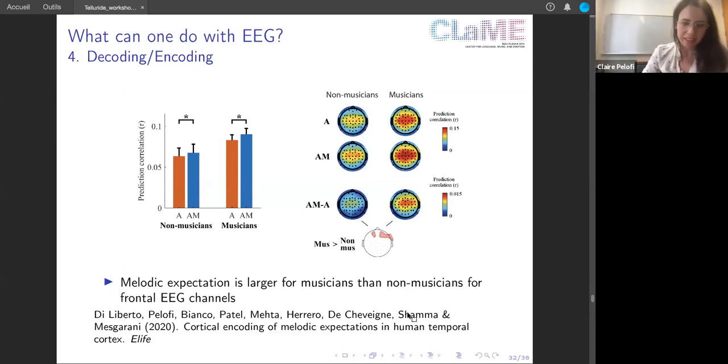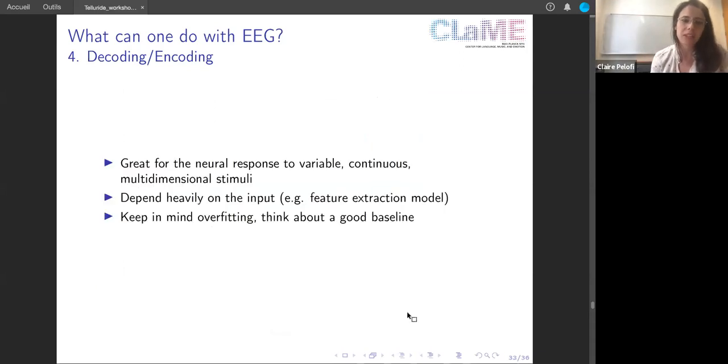Okay, so just concluding on the decoding and coding stuff. It's great for neural response to variable, continuous, multi-dimensional stimuli. So in one word, ecologically valid stimuli, stuff that we actually listen to in the real world. The downside, in one way, is that you depend heavily on the input, which corresponds to the feature extraction model.